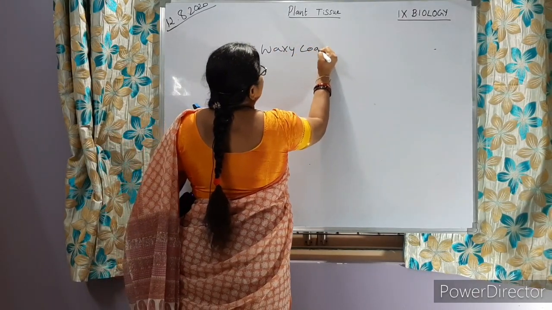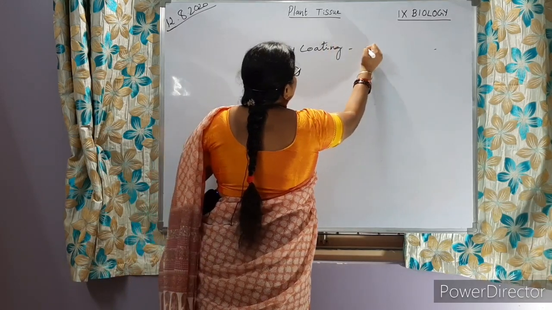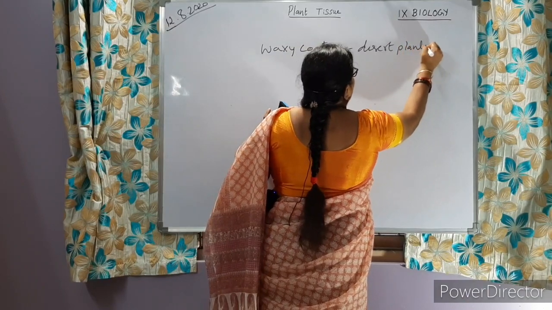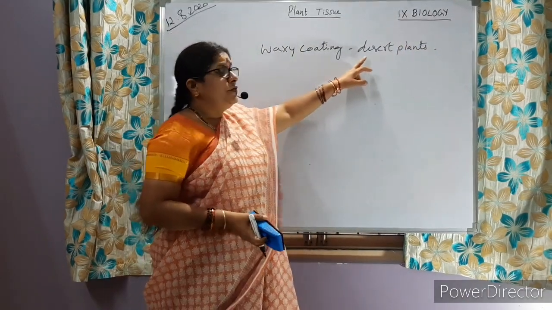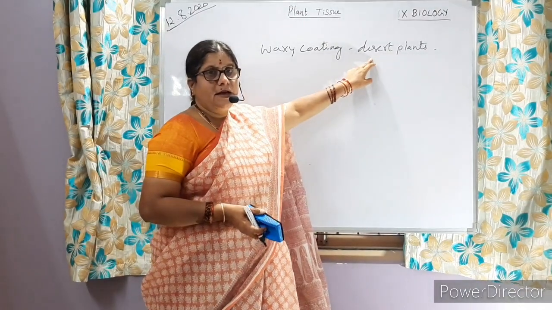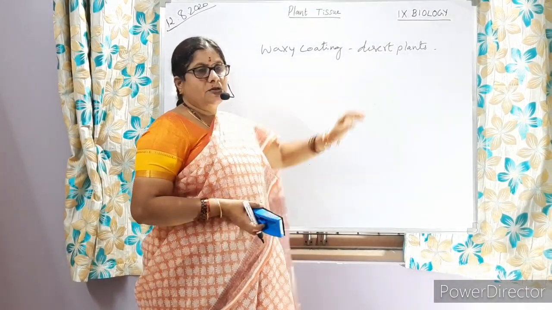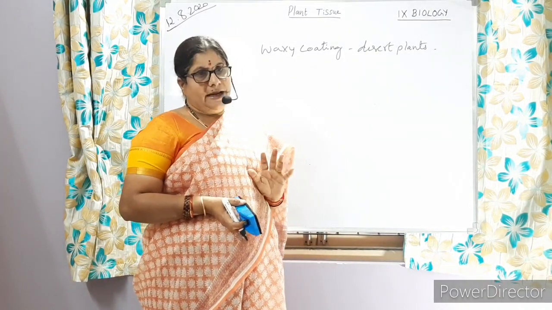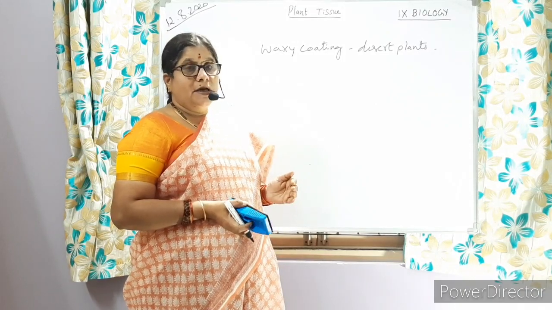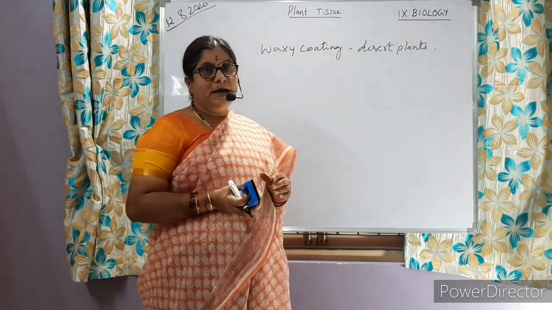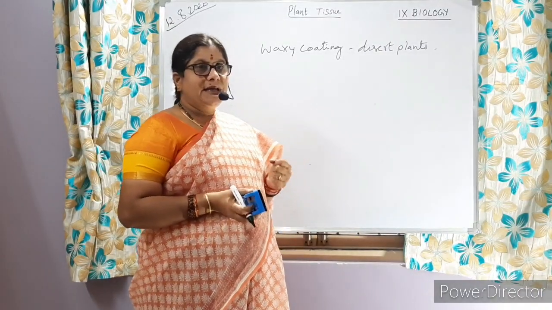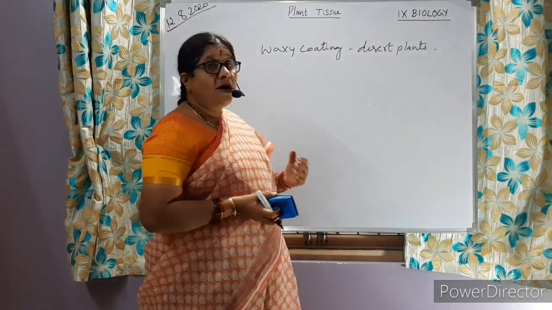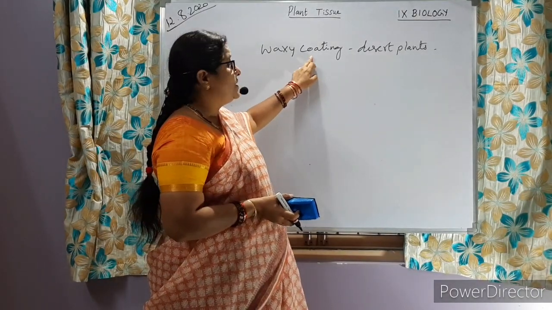Waxy coating we observe in the desert plants. We know that in deserts water scarcity is there, a water problem is there for the plants. So with great difficulty the plants are going to absorb water. That water they have to retain, they have to store. Whatever water they have collected is going to be stored in the stem portion, and that water is not getting evaporated because of a waxy coating.